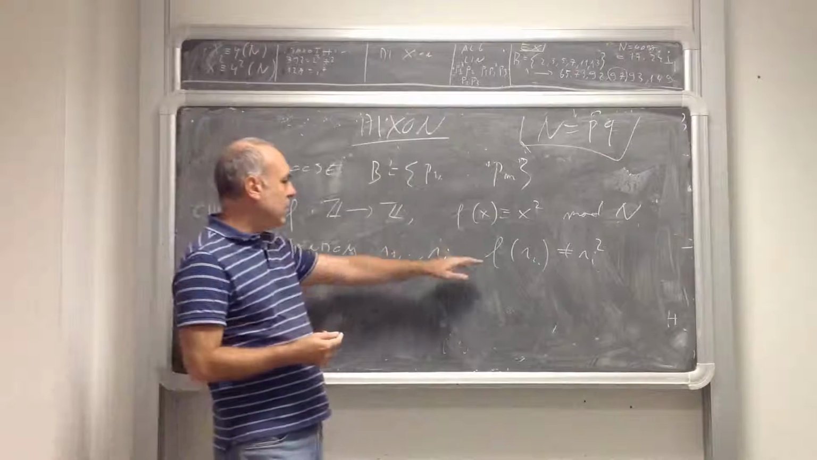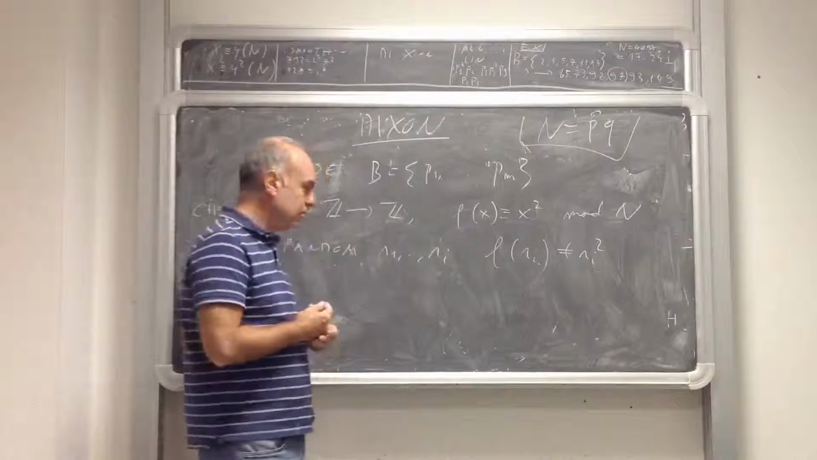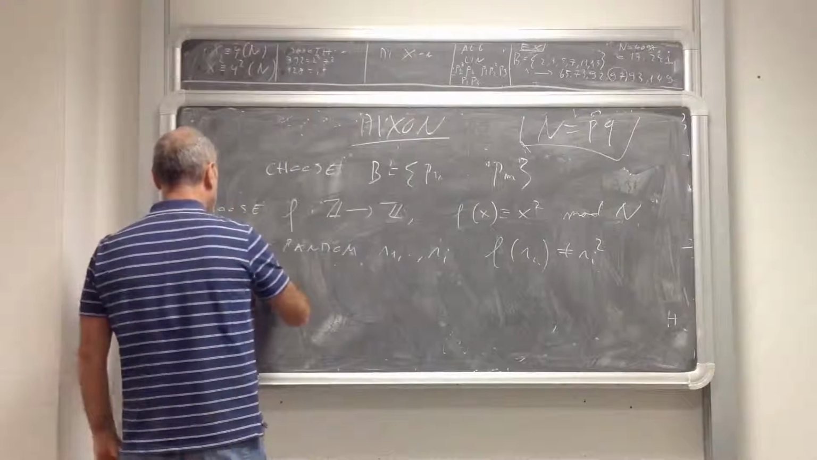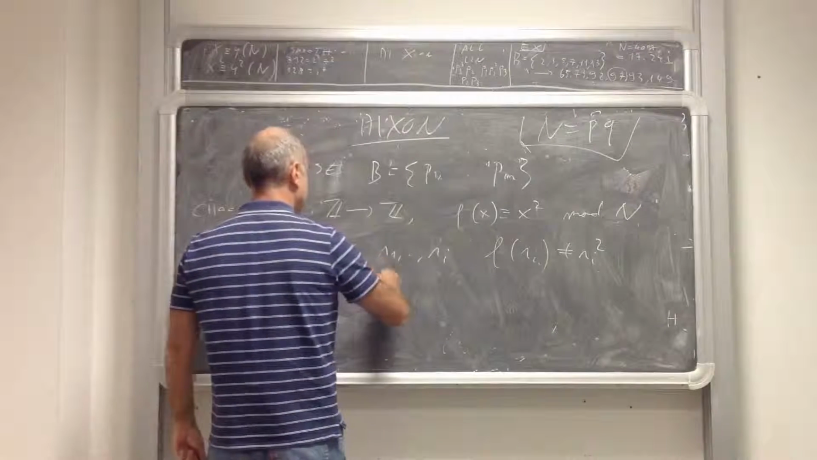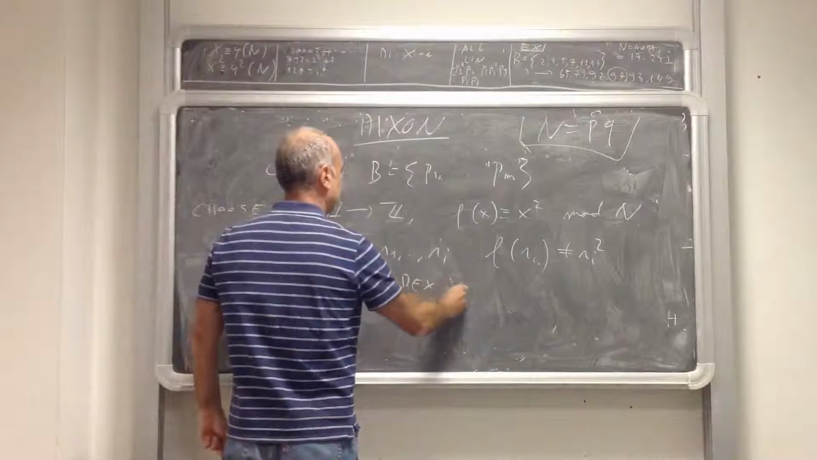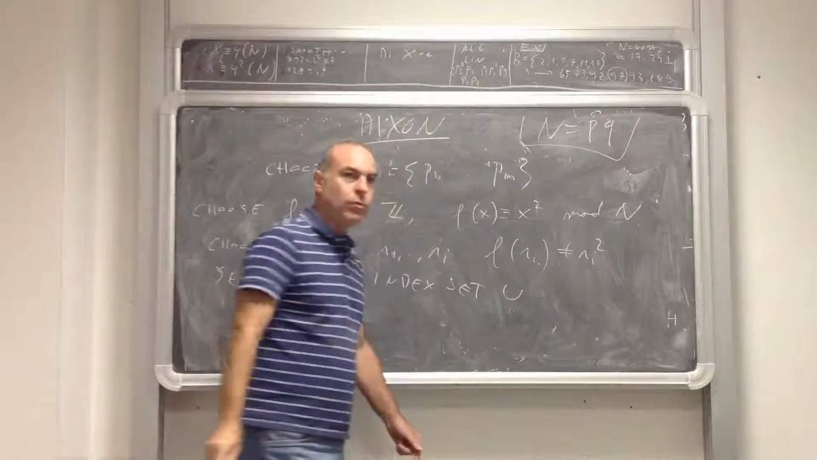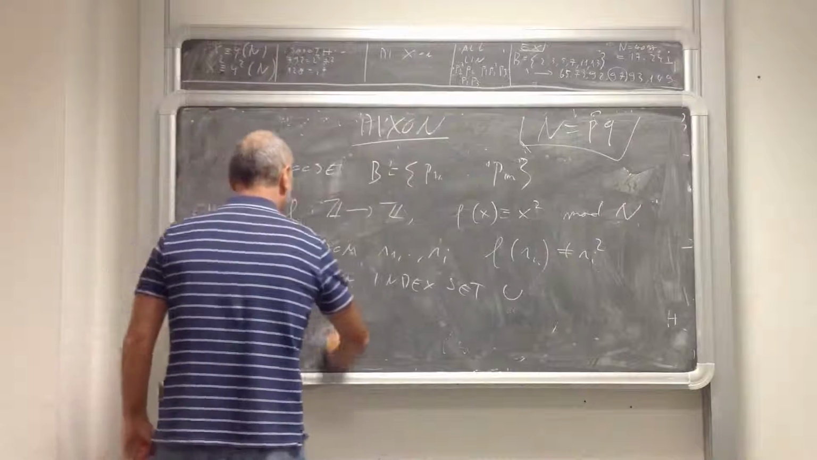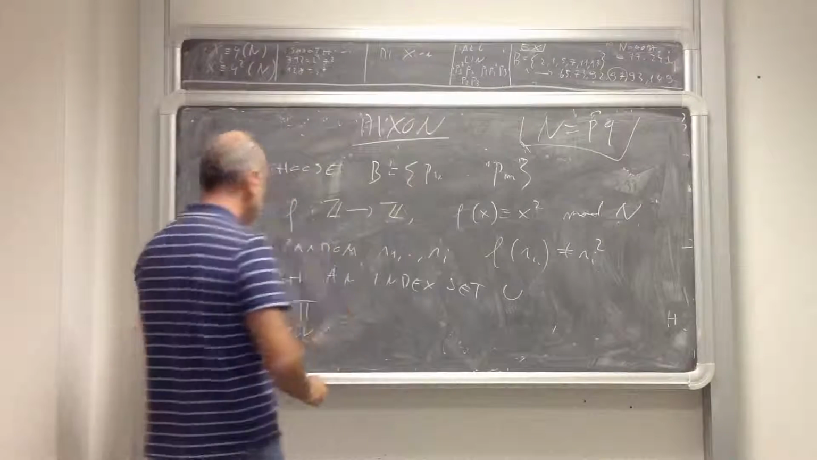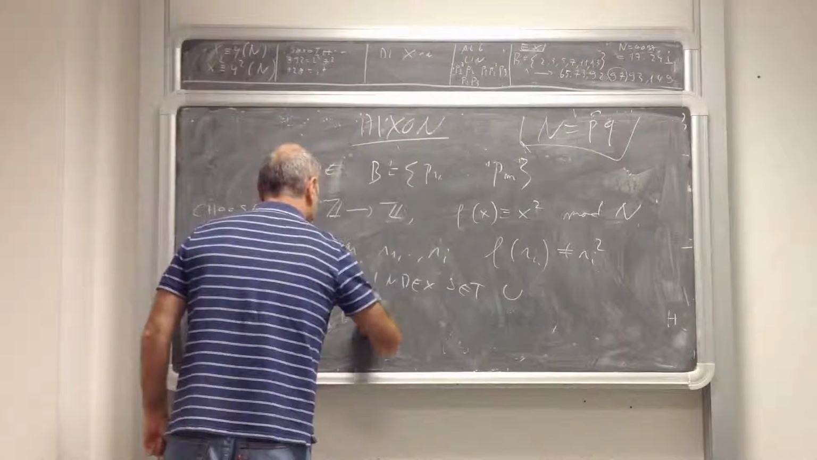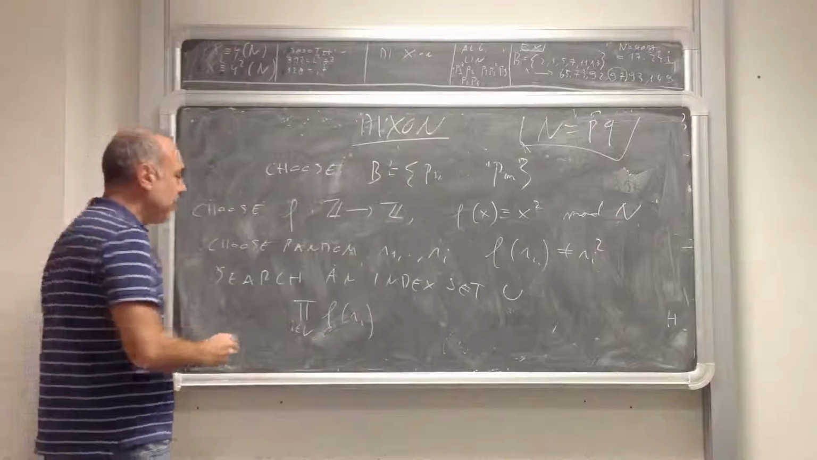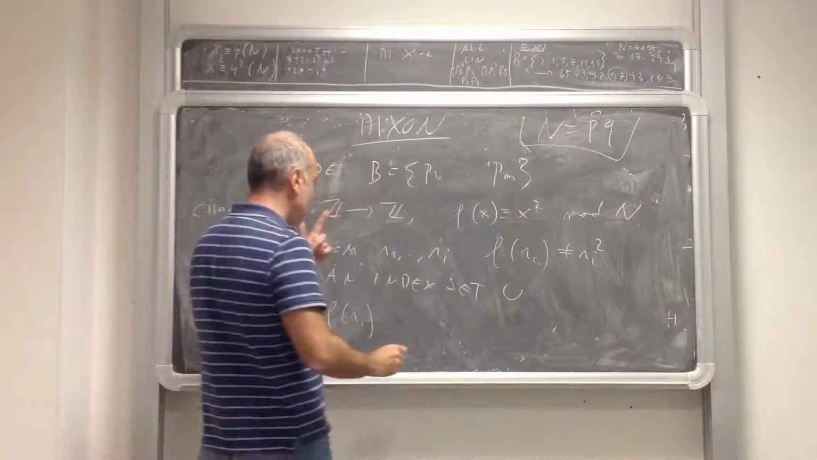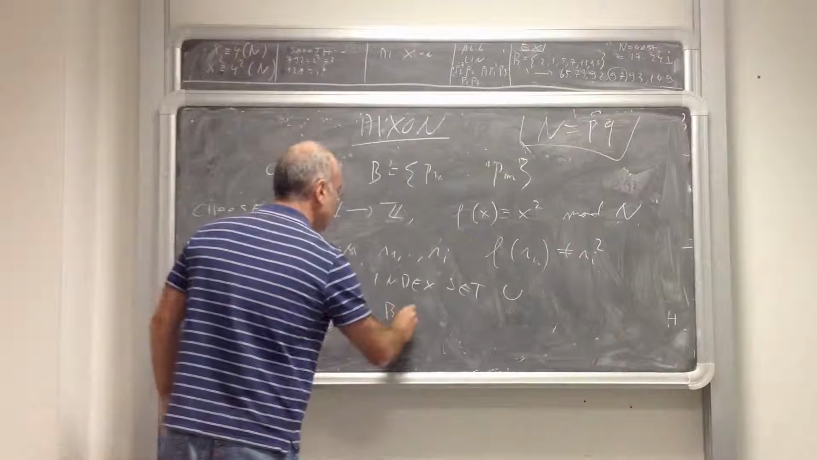Okay, once we have these numbers, we have to search an index set U with a very special property. We want that the product over U of the f(ri) can be decomposed in B, with square product. So we want this to be B-smooth.